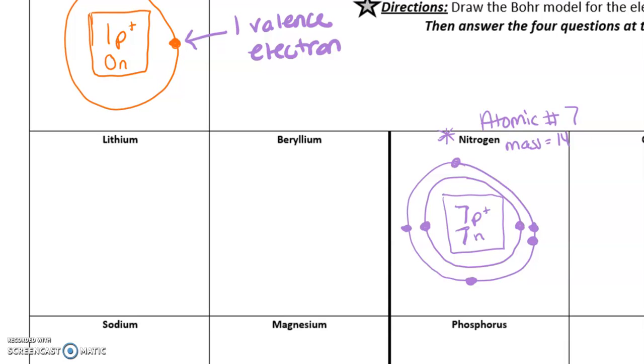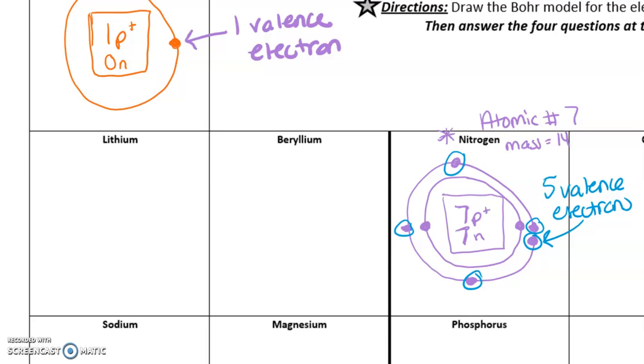I just want to take a moment and once again point out the valence electrons to you. Nitrogen has 5 valence electrons, because we have 1, 2, 3, 4, 5 on our outermost energy level. So once again, for your Bohr model, you would only have to draw what's drawn in purple here. But I wanted to point out to you which ones are the valence electrons, and they're the electrons on the outermost energy level. And in this case, nitrogen has 5.